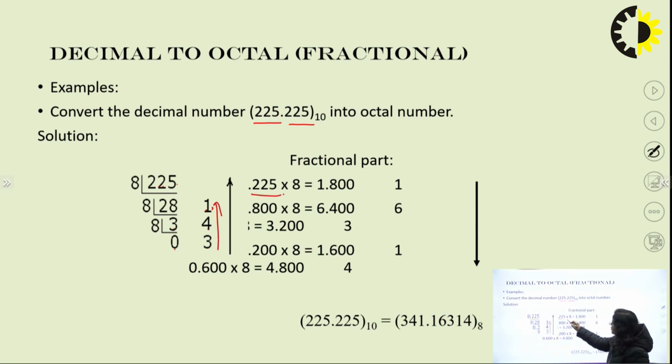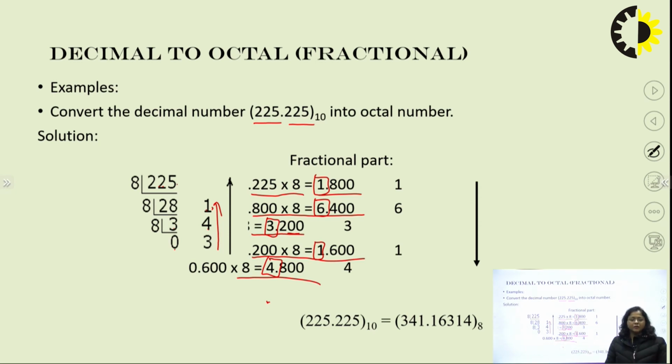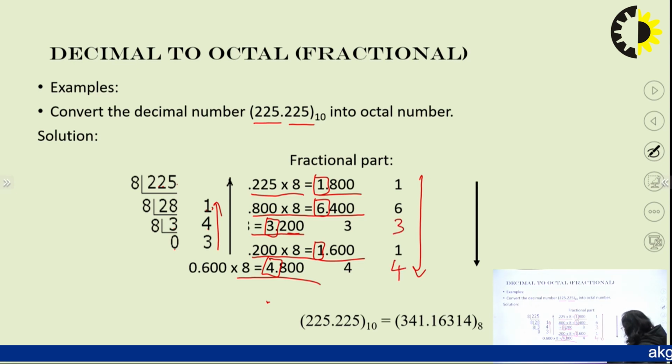Now for the fraction part, 0.25 multiplied by 8, that is 1.8, we retain the integer part, then 0.8 multiplied by 8, we retain the integer part, then 0.4 multiplied by 8, that is 3.2, we retain the integer part, then 0.2 multiplied by 8, that is 1.6, again we retain the integer part, then 0.6 multiplied by 8, again we retain the integer part. And as we see that the fraction will not close to 0, we move up to 4 to 5 steps and then we stop. The answer will be 1 6 3 1 4. So 341.16314.